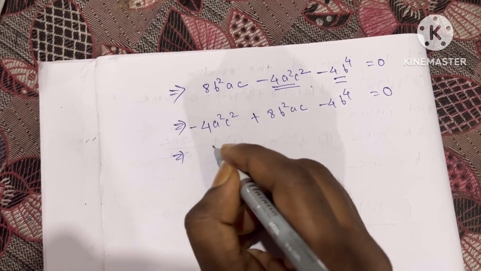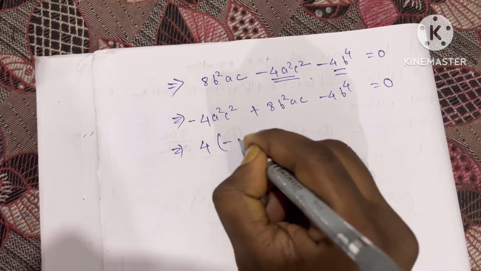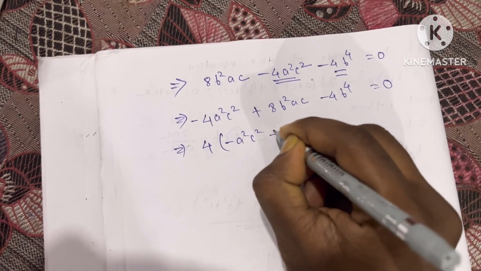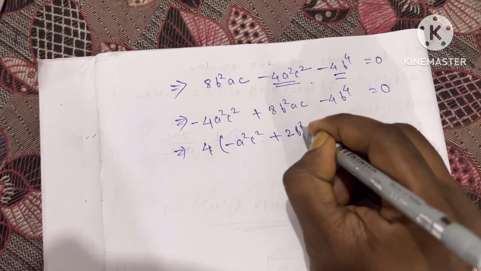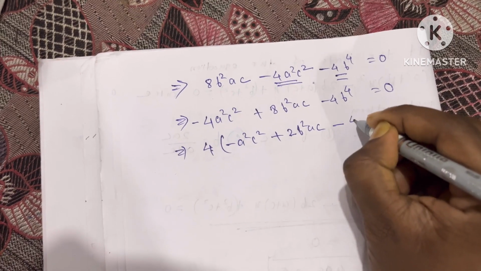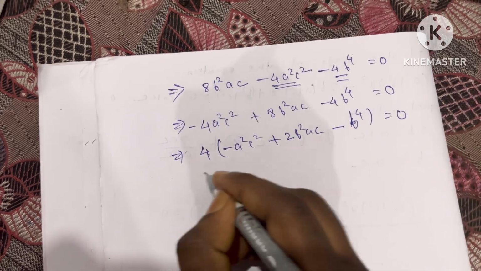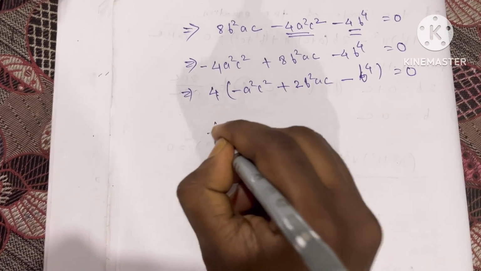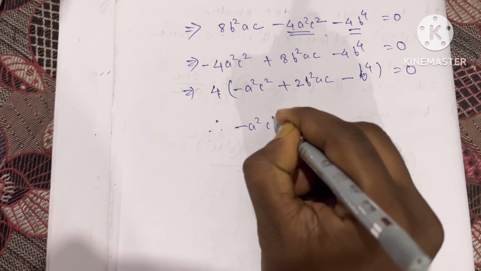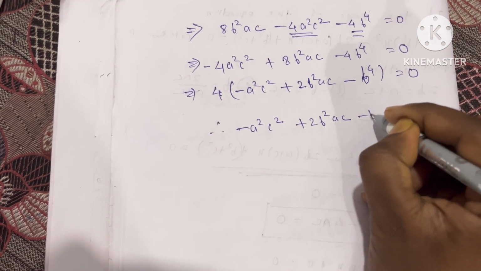That means I can take 4 common. If you take 4 common, then I will get minus a square c square, plus 2b square ac, then minus b power 4 is equal to 0. So if you divide both sides by 4, what answer will you get? You will get minus a square c square, then plus 2b square ac, then minus b power 4 is equal to what? 0.